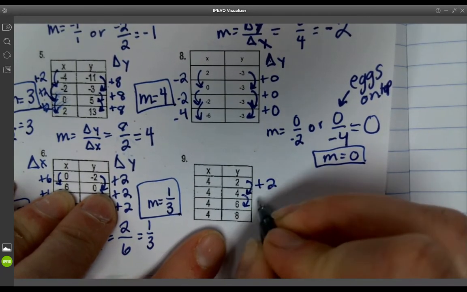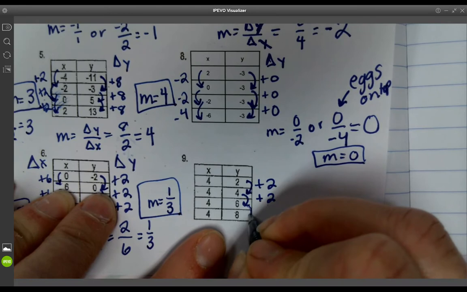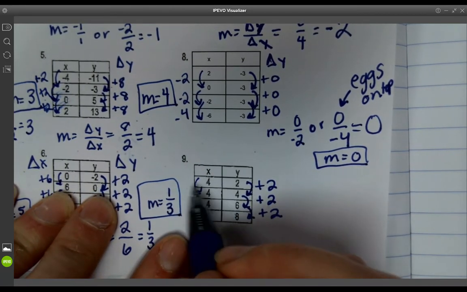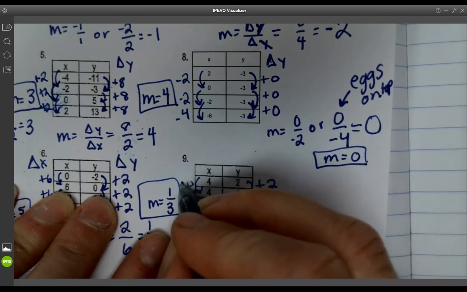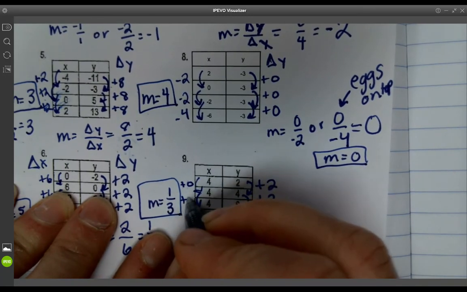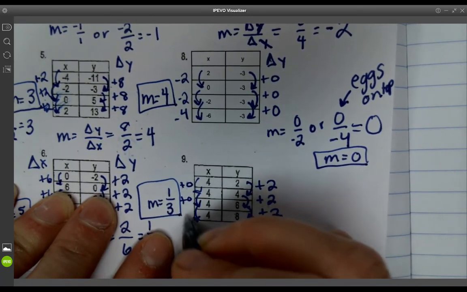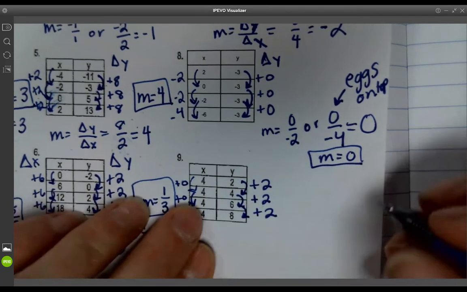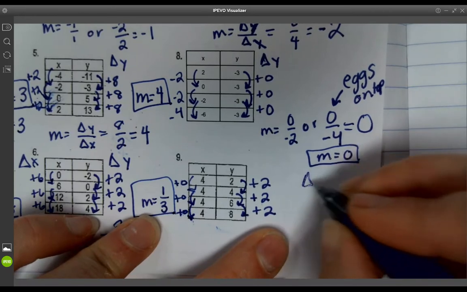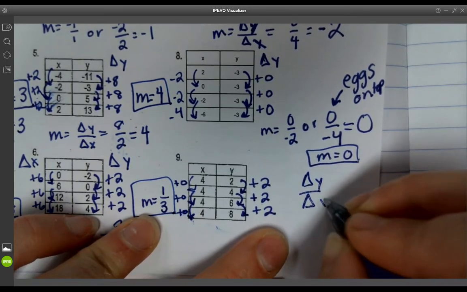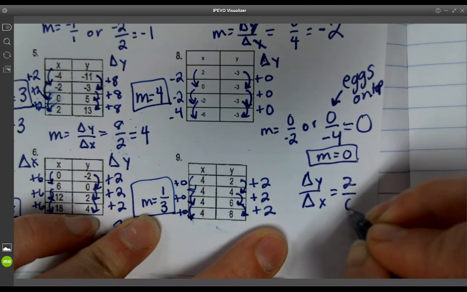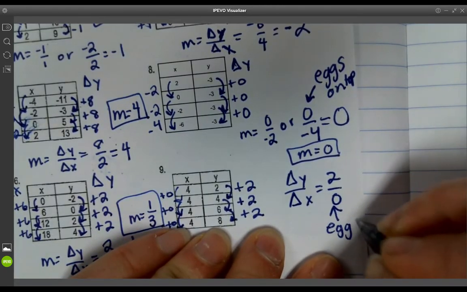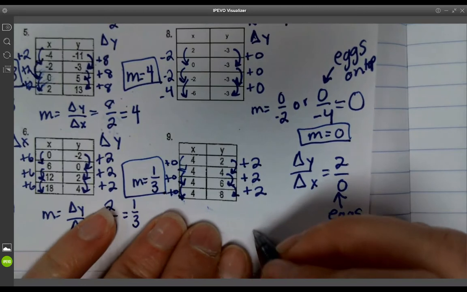All right, number 9, going from 2 to 4, 4 to 6, plus 2, 6 to 8, plus 2. And then our x's are not changing, so it's a plus 0. So in this one, the change of y over change in x is 2 over 0. X's on bottom, not okay. So it's undefined.